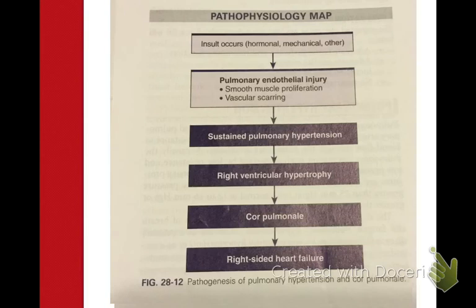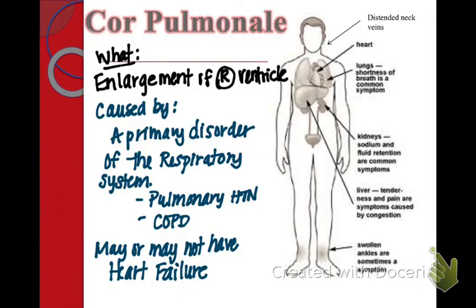And then we are going to go right into cor pulmonale. So what is cor pulmonale? It is enlargement of the right ventricle, which is caused by a primary disorder of the respiratory system. It can be caused by pulmonary hypertension. It can be caused by COPD. And they may or may not have heart failure, but a lot of times they do.